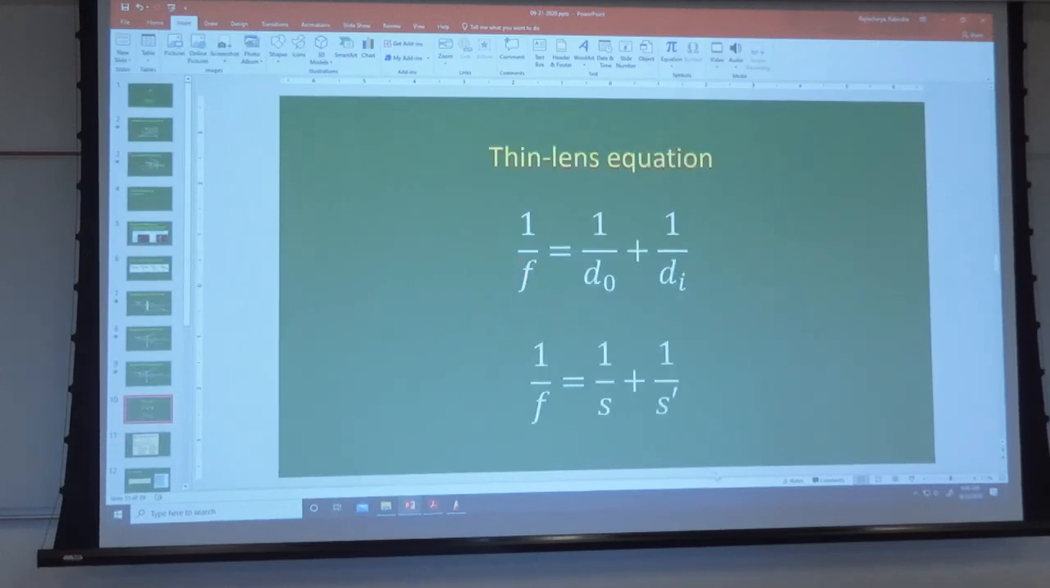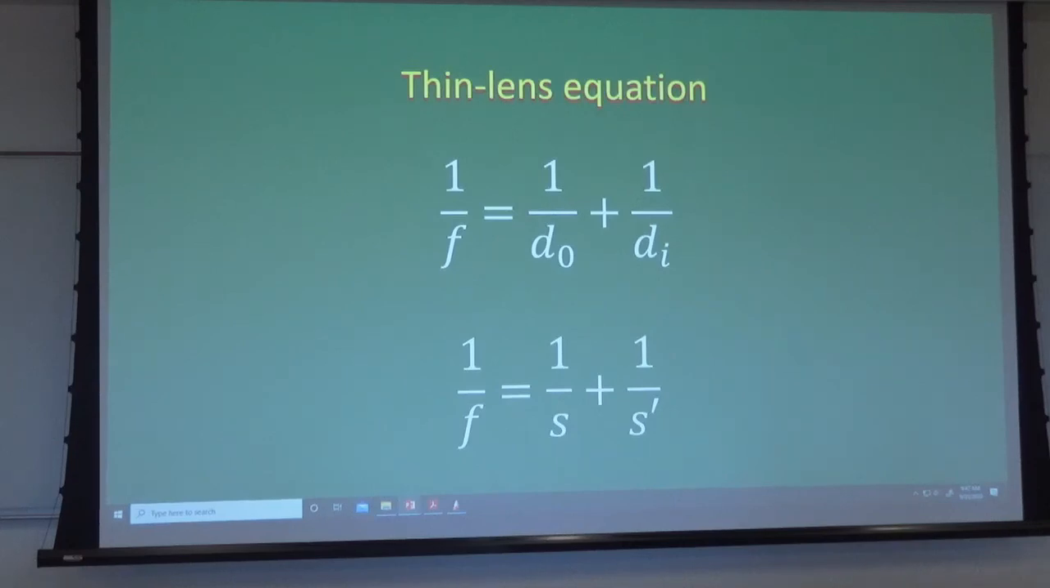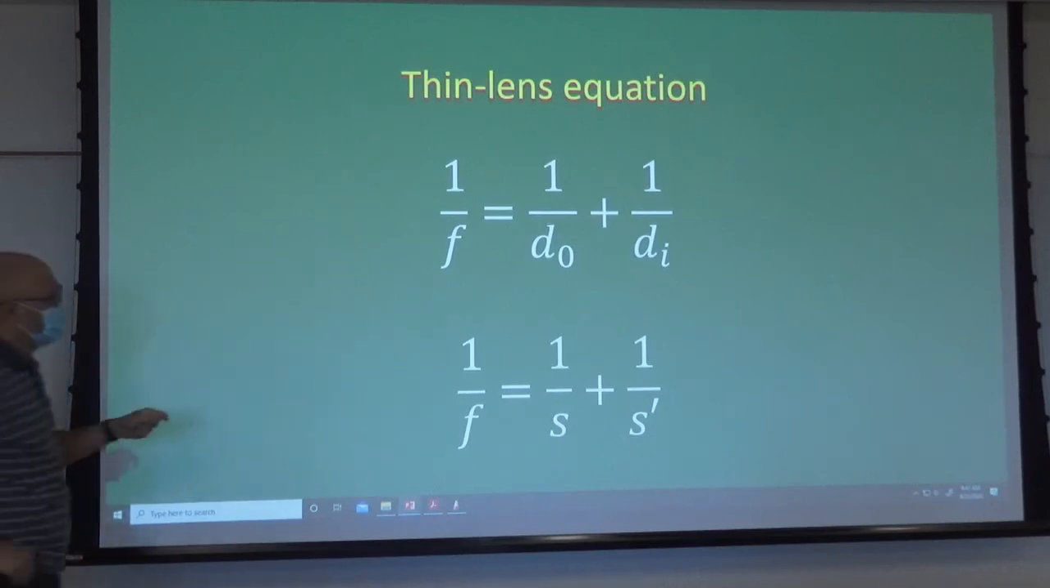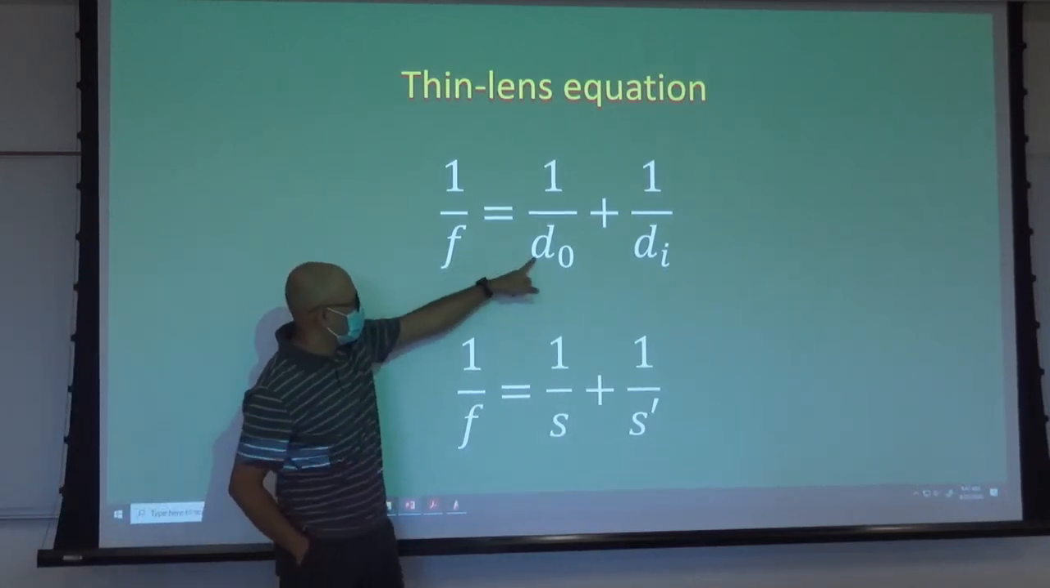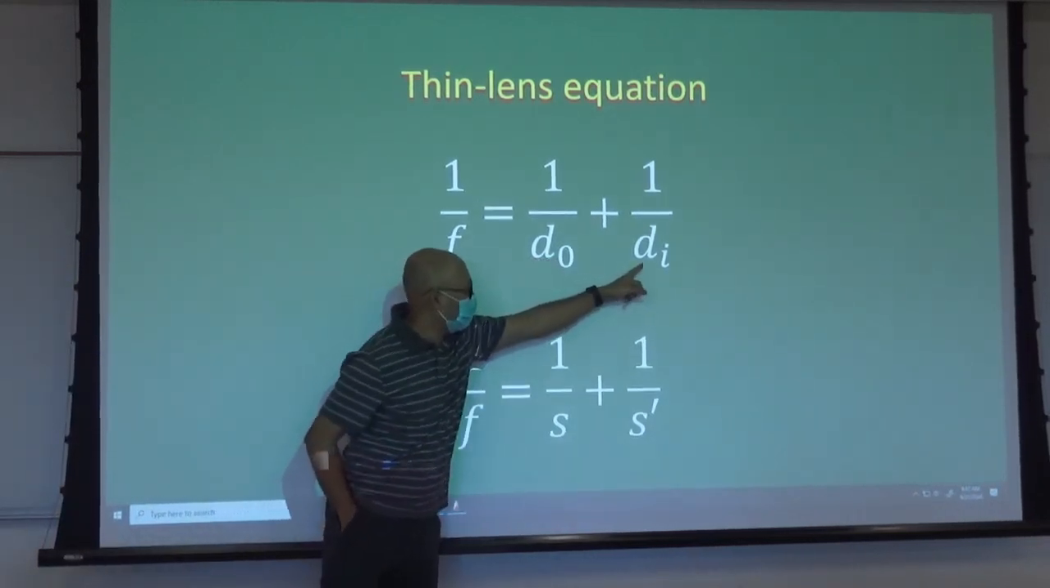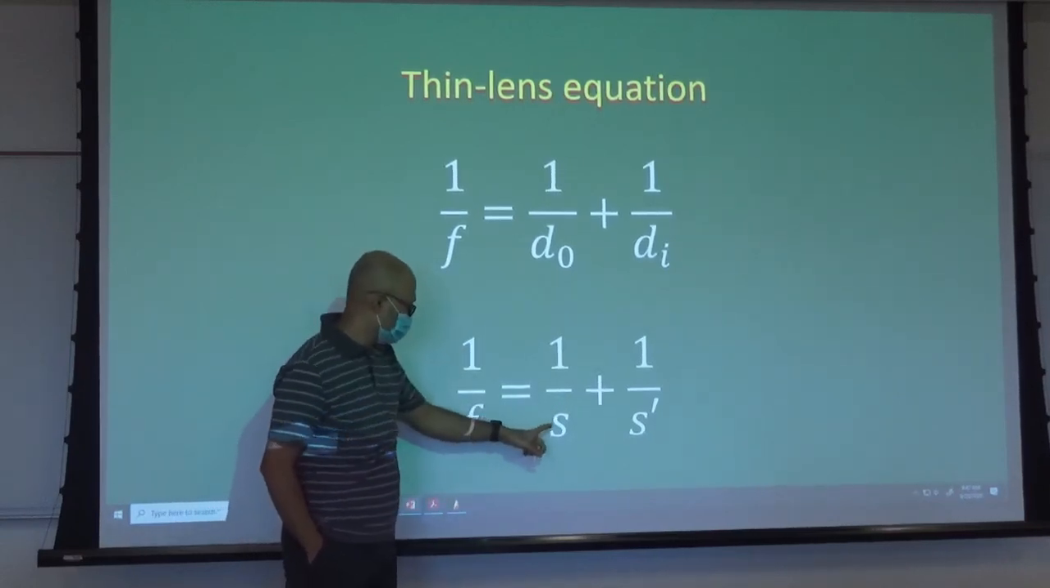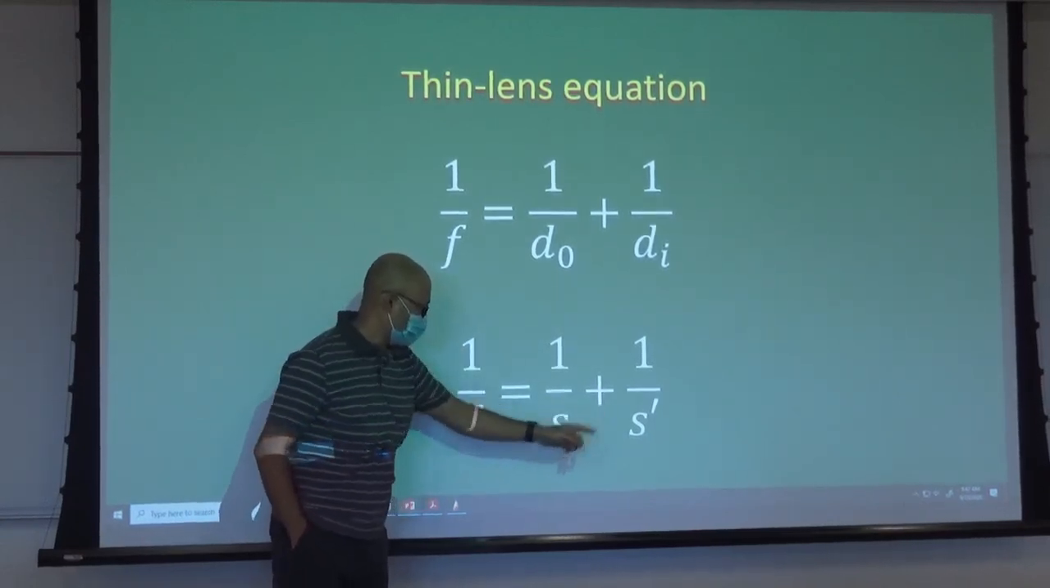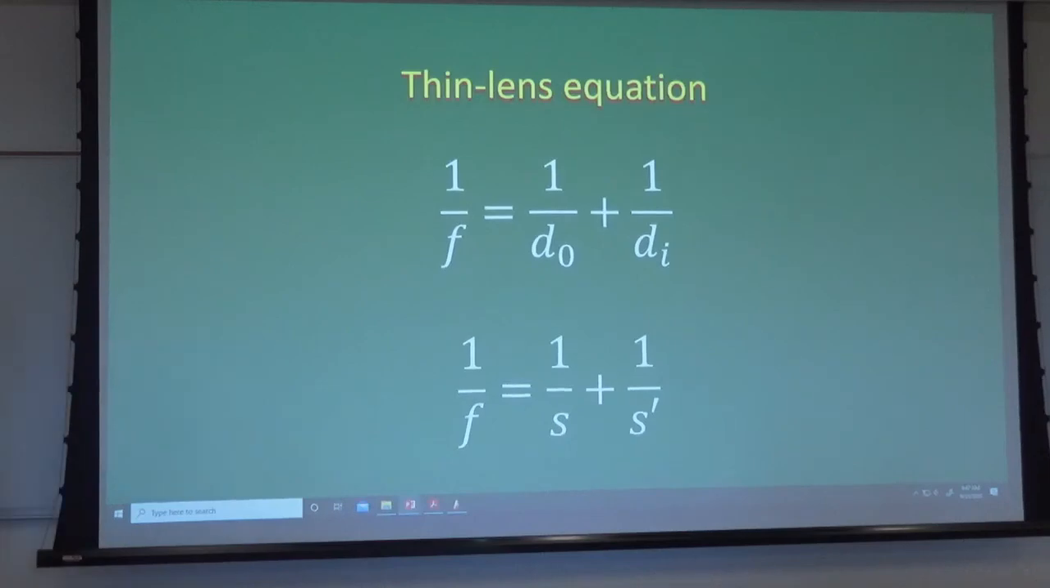This formula is called the thin lens equation or mirror equation. If we use this for lenses, it's called the thin lens equation. If we use the equation for mirrors, it's called the mirror equation. Now, some textbooks use the signs O and I, and some textbooks use S and S prime. So the meaning of those things are, let's go to this picture.